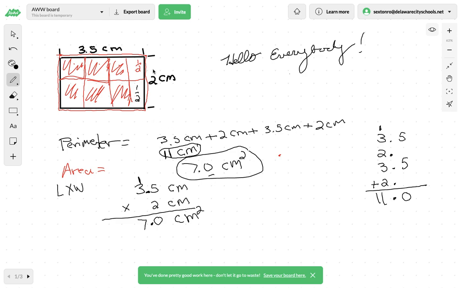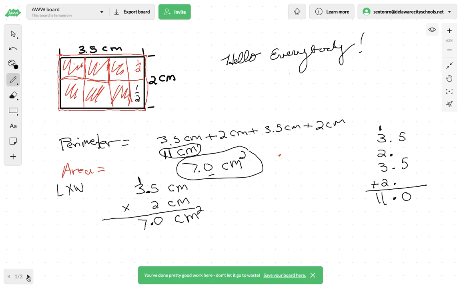But you don't have to do the model. I just wanted you to see where we were getting that from. I mostly want you to understand that a centimeter and a centimeter squared are very different things. They aren't even close. So this is 11 centimeters. That's a straight line measurement. This is 7 centimeters squared, or 7 square centimeters. That's an area measurement. Okay?